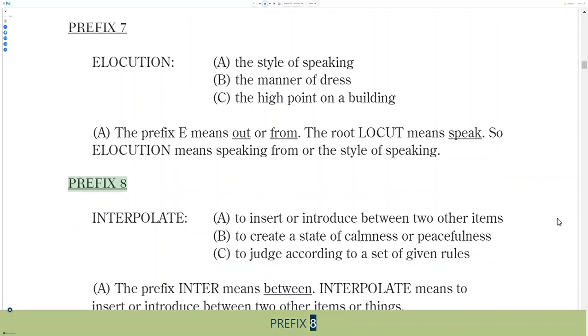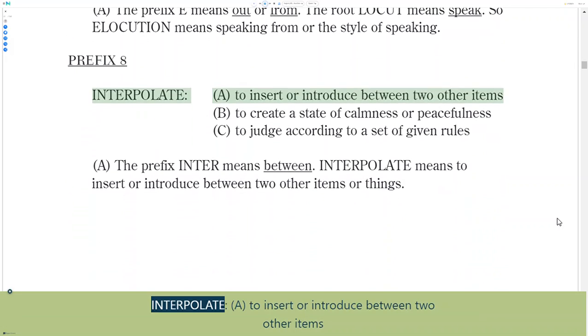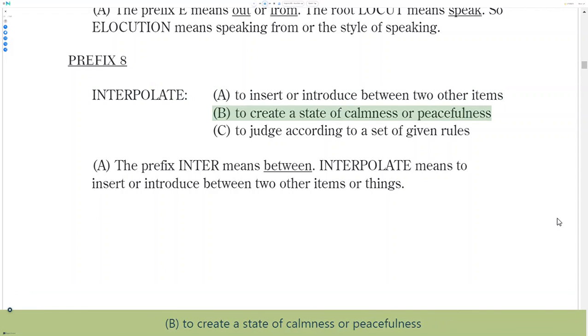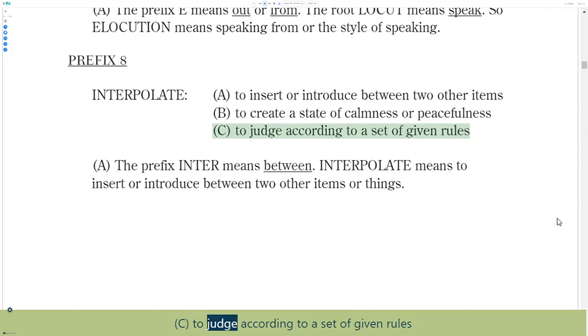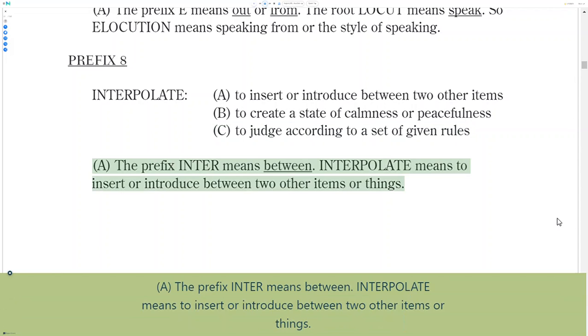Prefix 8. Interpolate. A. To insert or introduce between two other items. B. To create a state of calmness or peacefulness. C. To judge according to a set of given rules. A. The prefix inter means between. Interpolate means to insert or introduce between two other items or things.